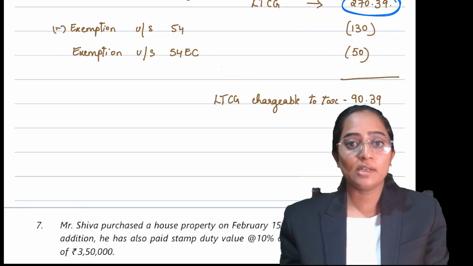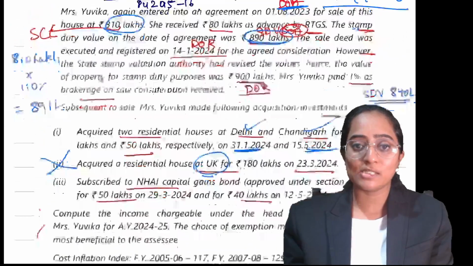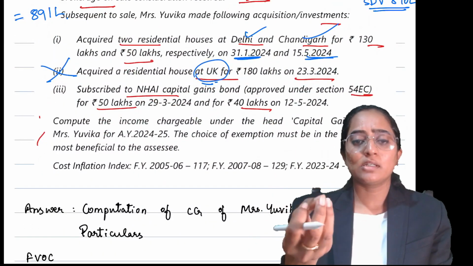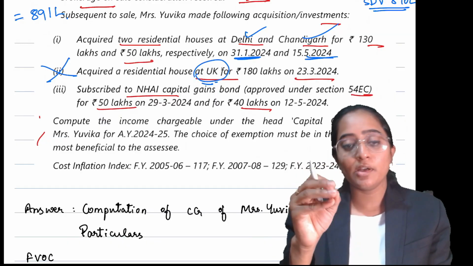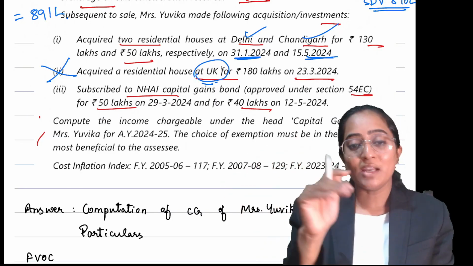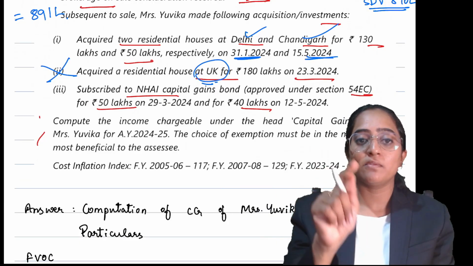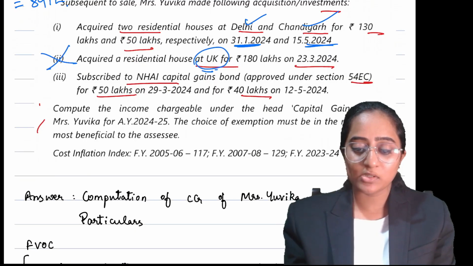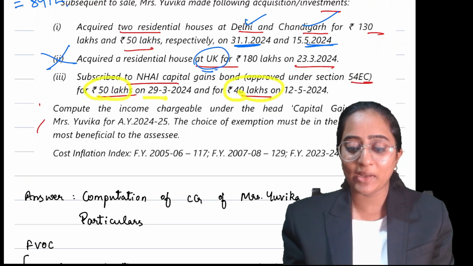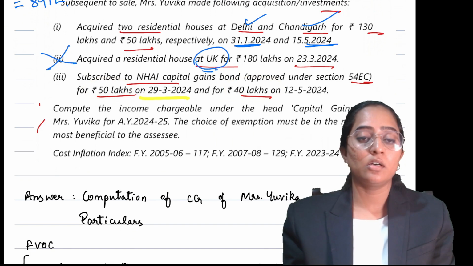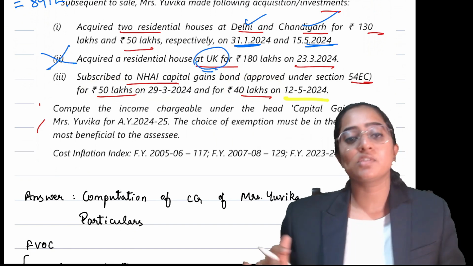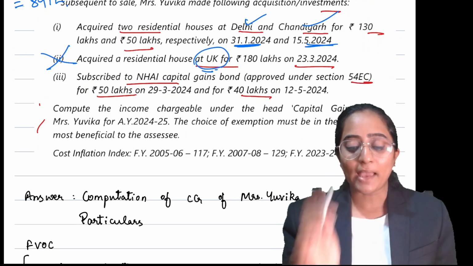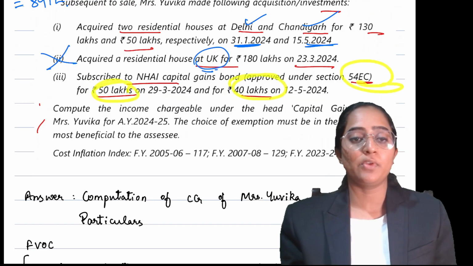Exemption under section 54EC. All of us know 54EC means investment in the bonds, NHAI or government bonds, that is REC bonds, wherein the redemption period is beyond 5 years. After 5 years, you can take a maximum deduction of 50 lakh, provided you make the investment within 6 months from the date of transfer. Here, this fellow has invested 50 lakh and 40 lakh, both on 29/12/2024. Both of them are within 6 months only. Maximum you can take only up to 50 lakh under section 54EC.